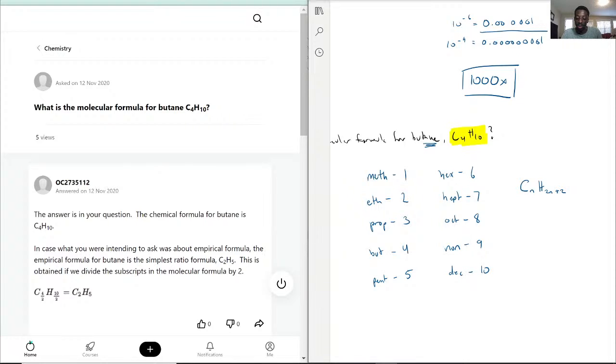With that being said, as you can see when we plug it in, butane, based on this chart here, is 4, so 4 carbons. So then the amount of hydrogens will be 2 times 4, which is 8, plus 2, which is 10. And that is how they got this.